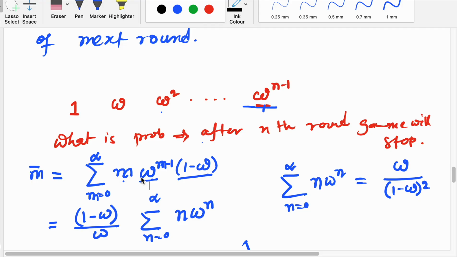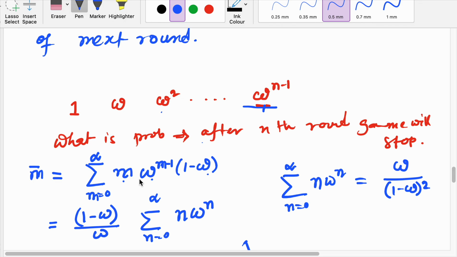Till here the thing is clear, that w raised to the power m minus 1 times 1 minus w is the probability of playing the mth round. So then why are we multiplying this thing with the value m? So how do we calculate the average? Oh, I see, it is the expected value of the thing. The average, the expected number of these.